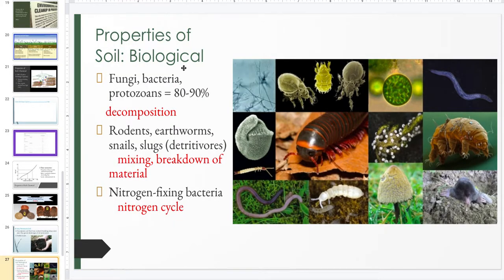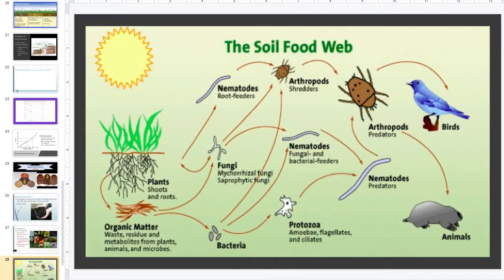Okay, finally, your biological properties of soil. It's the living stuff in there. We have fungi, bacteria, and protozoans. They make up most of the organisms. They're responsible for decomposition. Then you have your detritivores: rodents, earthworms, snails, slugs. They're physically breaking down that larger waste so the decomposers can do their job. And then you have these free-living nitrogen-fixing bacteria. Most nitrogen-fixing bacteria are found in plant root systems, but you also have these free-living ones that are just loose in soil doing their thing. They contribute to the nitrogen cycle, obviously.